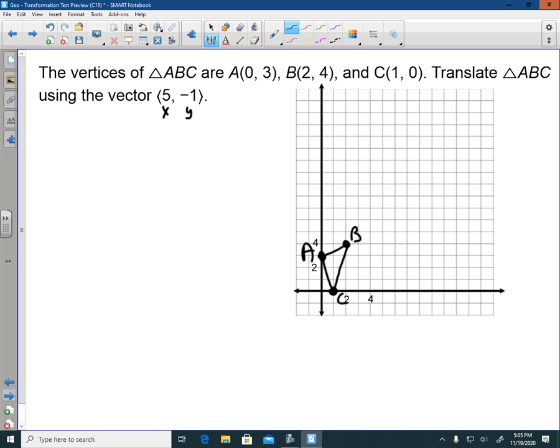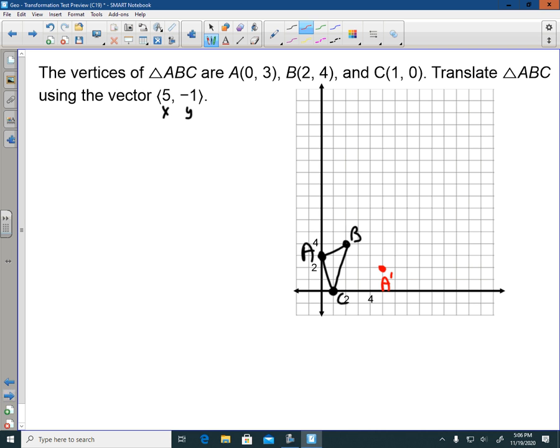So that's a positive 5, so we'll move in the positive direction 5 units, and that's a negative 1, and so we'll go down 1 unit. So we're going to take A, and we're going to move it over 5 and down 1. So let's see, 1, 2, 3, 4, 5, and down 1 to find A prime.